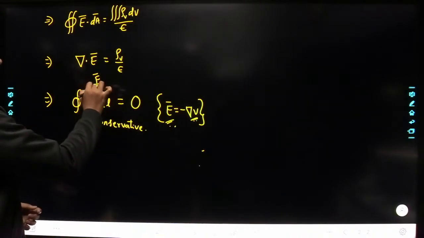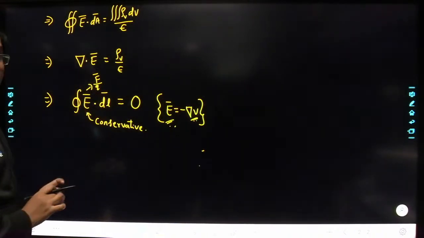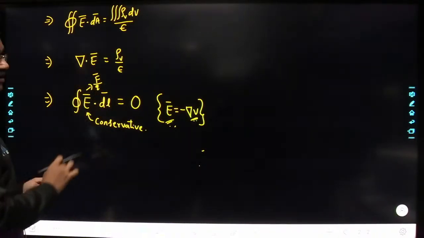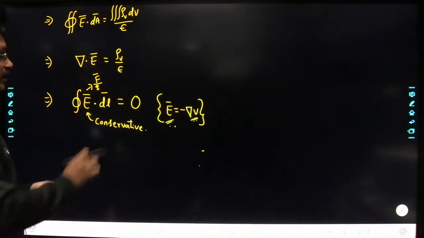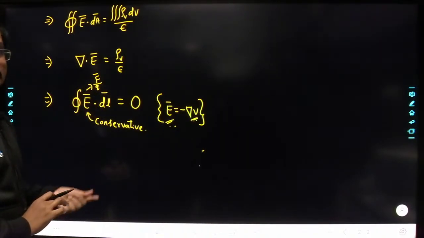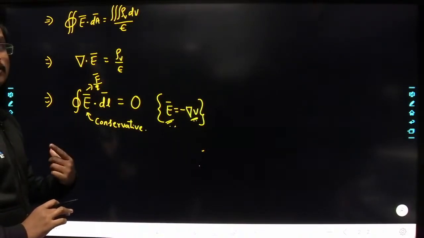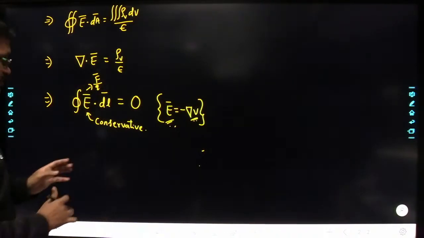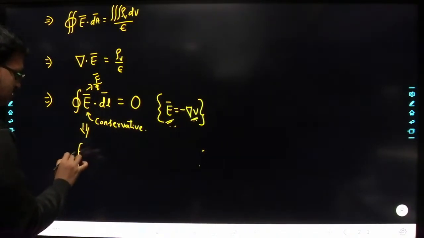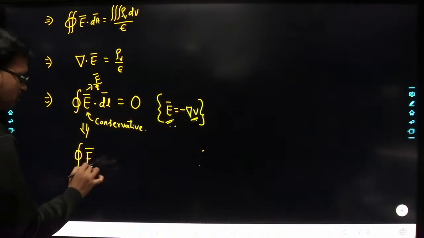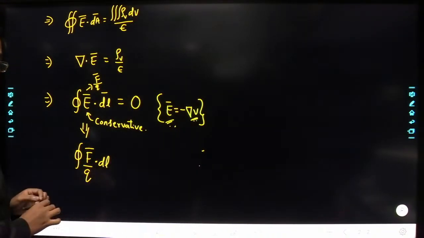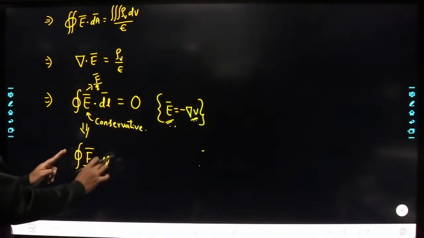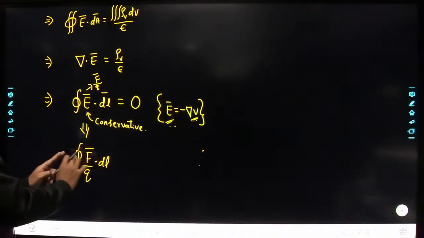Okay, here, see, E bar we can represent as F bar by Q. So F bar dot dl bar will represent the work done in a conservative field, divided by Q, so the work done in a conservative field per unit charge. So if I represent the same equation in this manner, F bar by Q dot dl bar, what does the closed loop line integral of F bar dot dl bar represent?